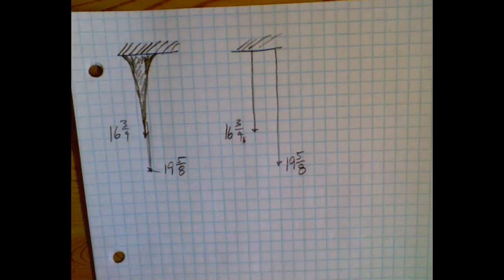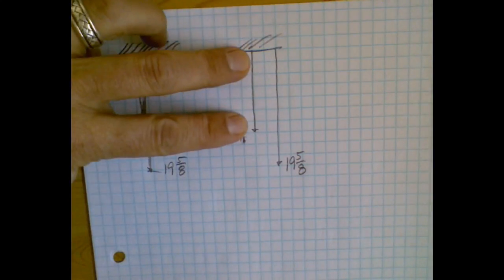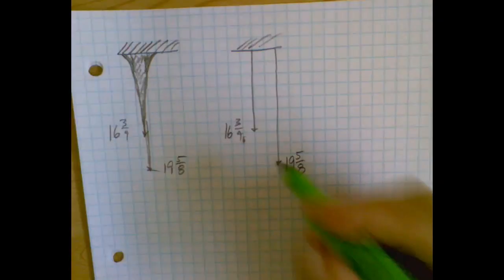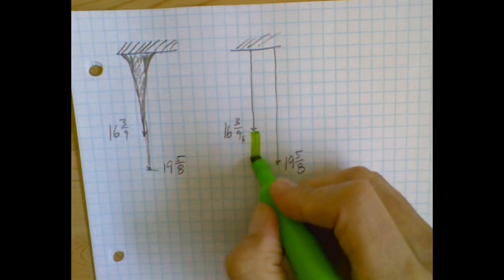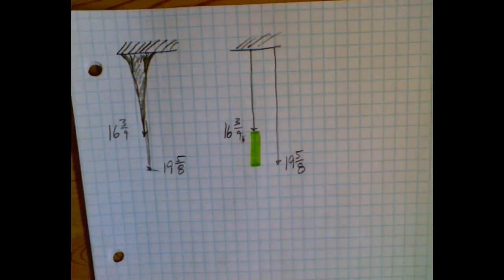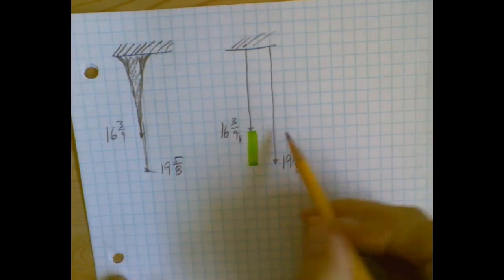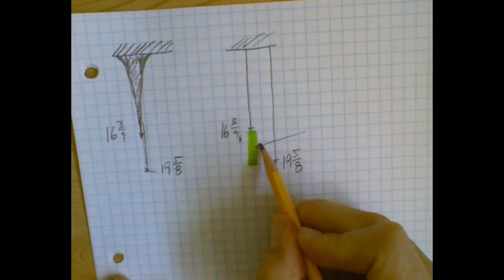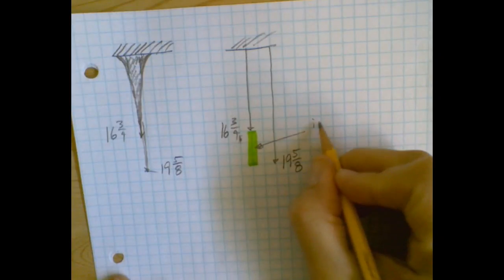Well, what part is the growing part? This is where it started. This is where it ended. This is the area that it grew. It's the length that it grew. This is the how much more. So this was the increase.